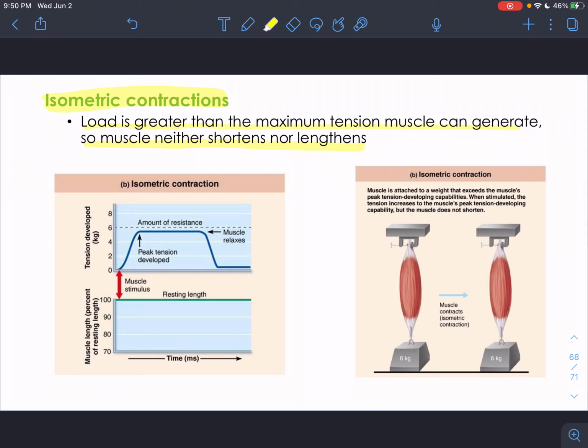So the mechanical events are the same in either isotonic or isometric contractions, okay, but obviously the results are going to be different. Okay, so either you're generating a force and shortening your filaments, or you're just keeping your force still.